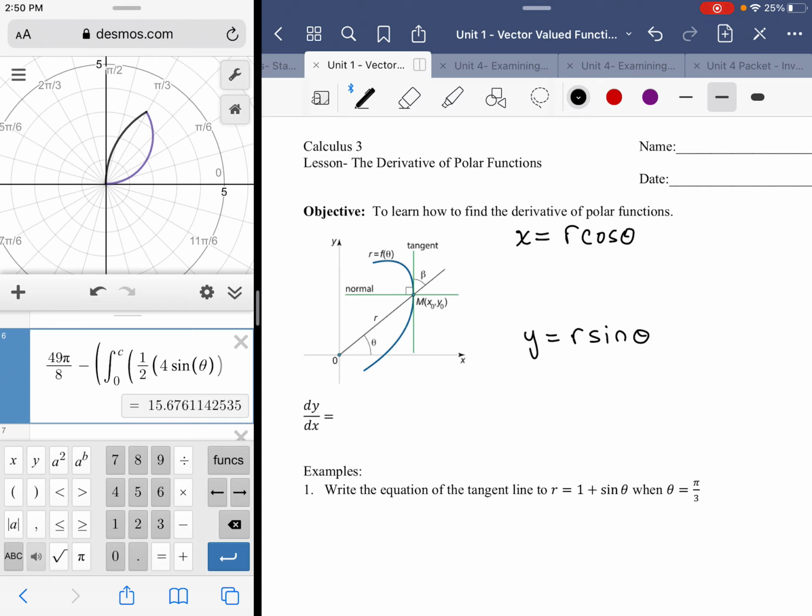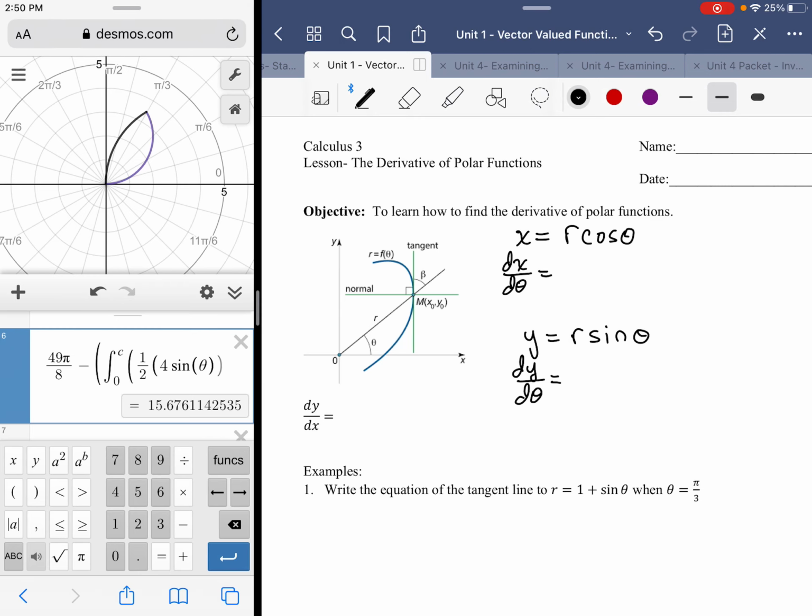And so what we're going to do is differentiate each of these equations with respect to theta or r. It doesn't make a difference. So dx d theta, dy d theta is my choice. But you could do dx dr, dy dr. It's going to work out the same way.